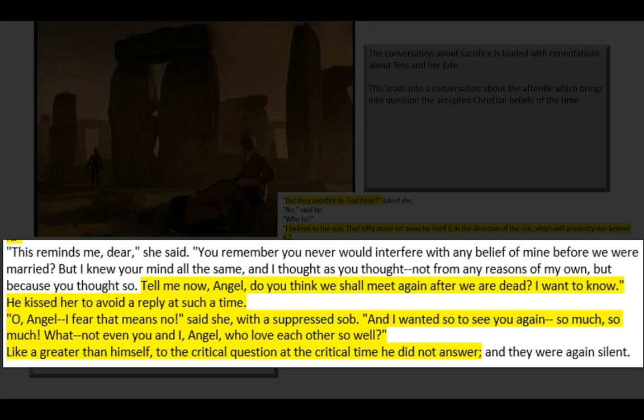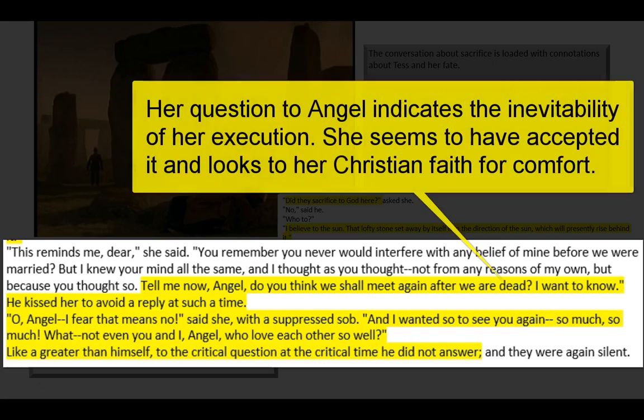And now at the end, she knows that she's going to be executed. There's this sense of fatalism and inevitability. But she says to Angel, "Tell me now, Angel, do you think we shall meet again after we are dead? I want to know." He kissed her to avoid a reply at such a time. So she's accepting the fact that she's going to die, but she has this little glimmer of hope that comes from the Christian belief that she has, that they are going to meet again in the afterlife.